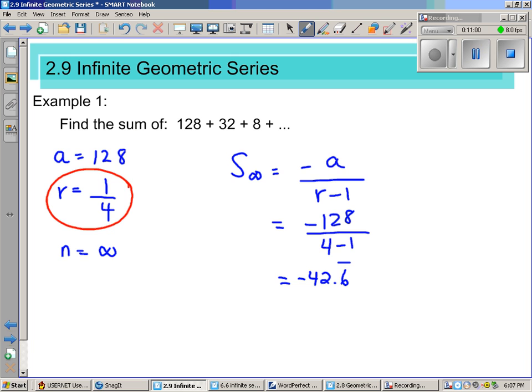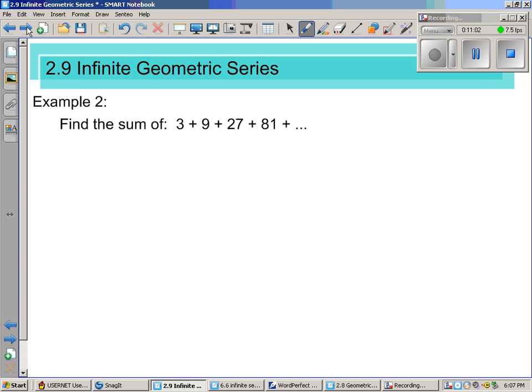Let's look at example 2. Example 2, we have 3, 9, 27, 81, and so on. Well, what's our first term? First term's 3. What's the ratio? Well, we're multiplying by 3. 27 divided by 9 is 3. N is infinity.